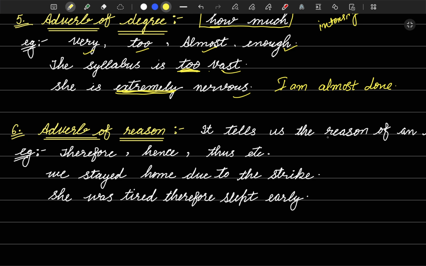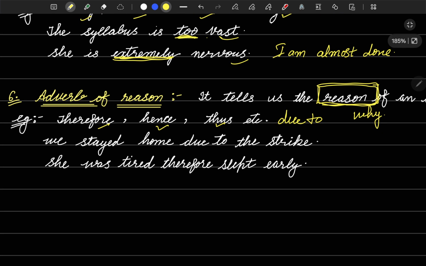Number 6 is adverb of reason. It tells us the reason of an action, means why an action is done. For example, therefore, hence, thus, due to, etc. Sentences: we stayed home due to the strike. Due to is telling us the reason.